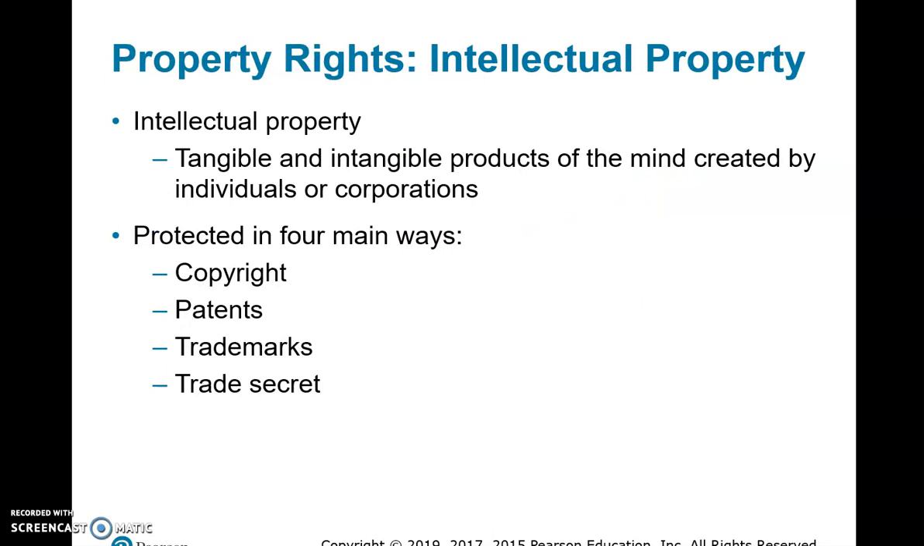The same thing goes for intellectual property. Companies have inventions, and these inventions can be looked at as intellectual property. These are intangible products of the mind created by individuals or corporations. Intellectual property is protected in four ways. We all know this: copyrights, patents, trademarks, and trade secrets. These are the four ways of protecting intellectual property.